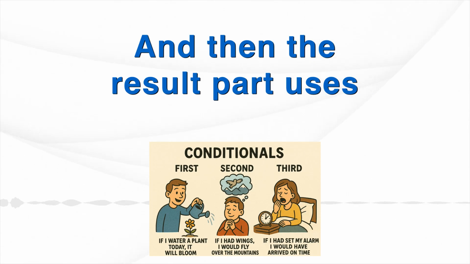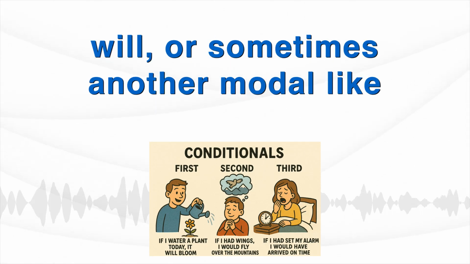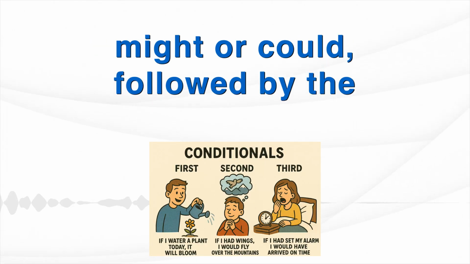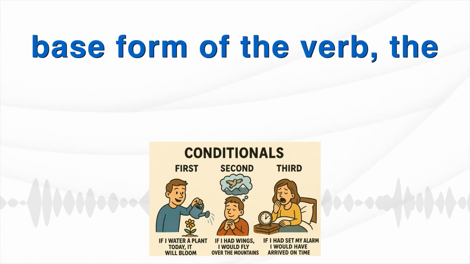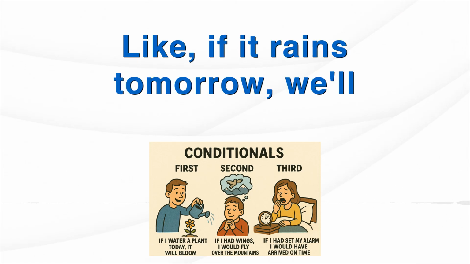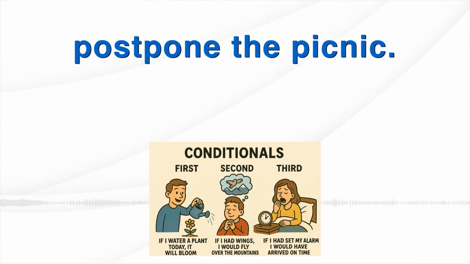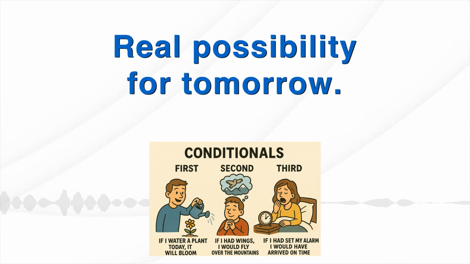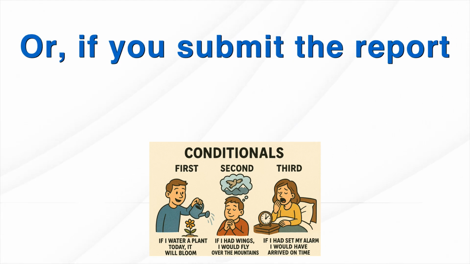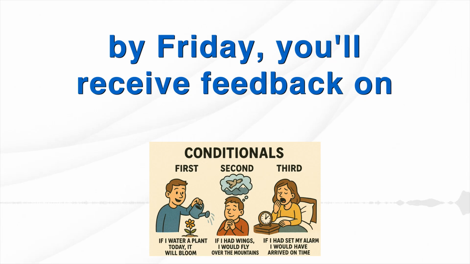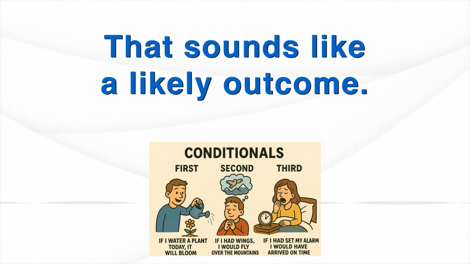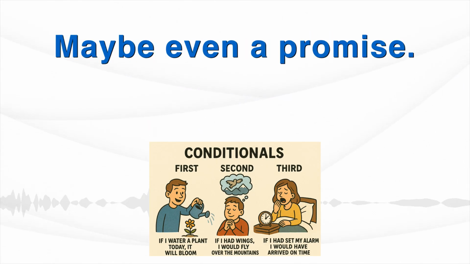And then the result part uses will, or sometimes another modal like might or could, followed by the base form of the verb, the infinitive. Correct. Like, if it rains tomorrow, we'll postpone the picnic. Real possibility for tomorrow. Yep, very common use. Or, if you submit the report by Friday, you'll receive feedback on Monday. That sounds like a likely outcome, maybe even a promise.